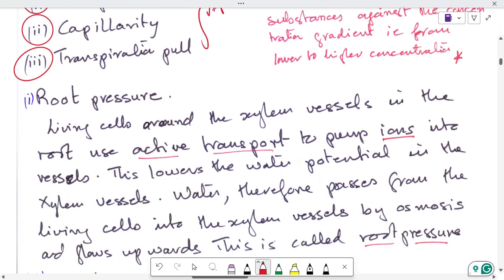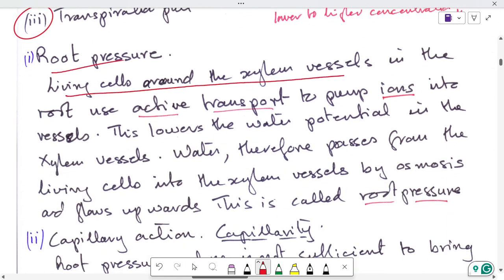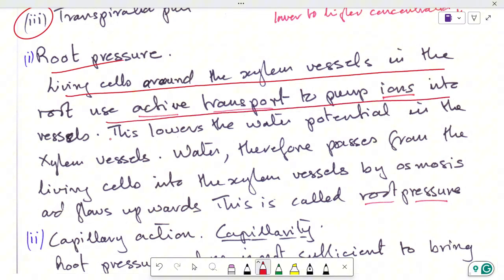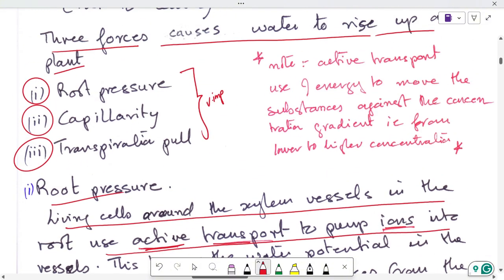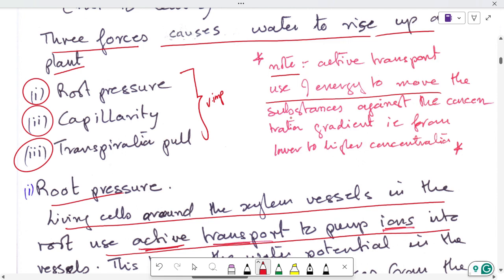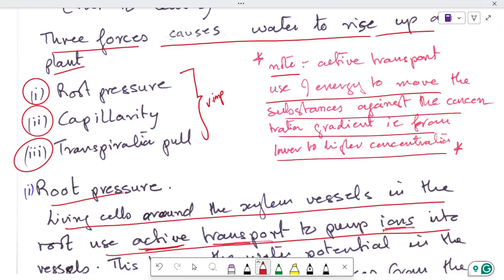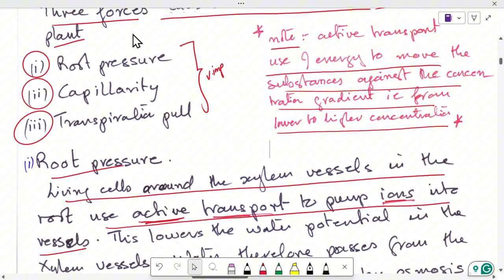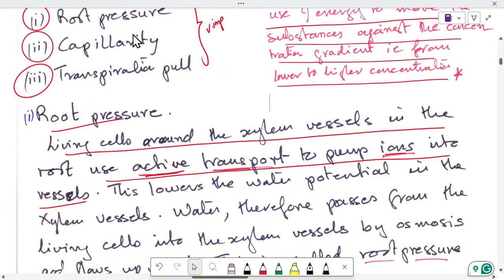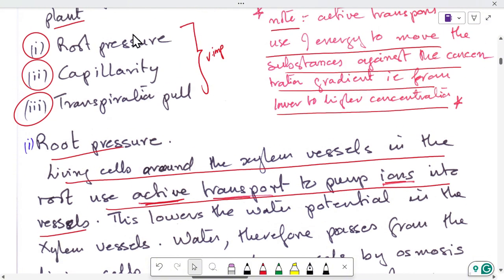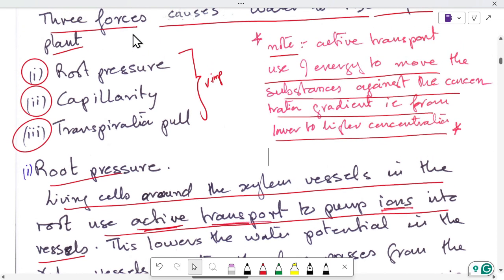Number 1 is root pressure. Living cells around the xylem vessels in the root use active transport to pump ions into vessels. Now I have underlined active transport, and on the right corner I have written that active transport is the use of energy to move substances against the concentration gradient, that is from lower to higher concentration. Actually, substances move from higher to lower concentration, that is, we use the word down the concentration gradient. But there are certain places in animals and in plants where once the concentration gradient has developed, substances are pumped against the concentration gradient, that is from lower to higher concentrations, and for this the plants have to use energy. This is called active transport.